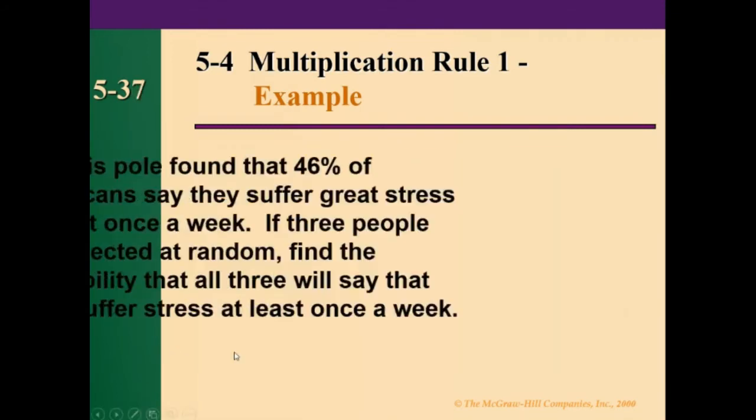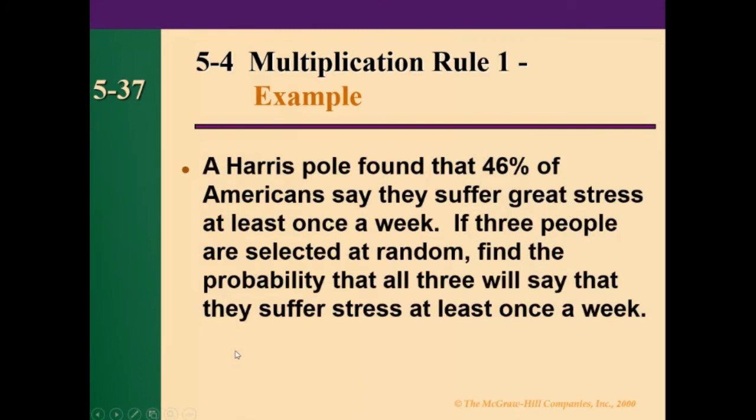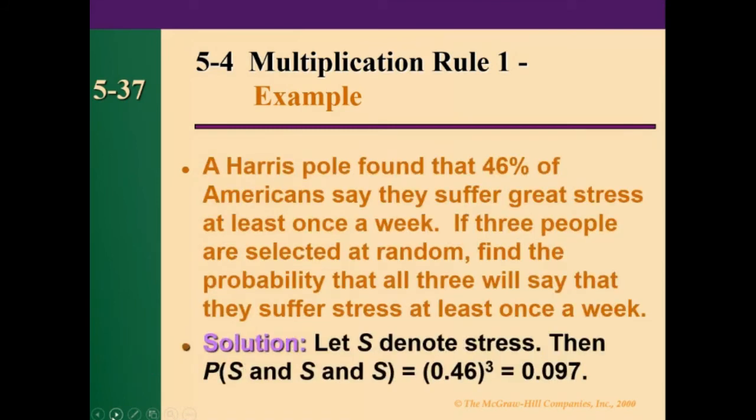So, ayun. A Harris poll found that 46% of Americans say they suffer great stress at least once a week. If three people are selected at random, find the probability that all three will say that they suffer stress at least once a week. Ayan. So, yung 46% class is 0.46. So, itatimes mo lang siya sa sarili. Tatlo. 0.46 times 0.46 times 0.46 or 0.46 raised to 3. That's approximately equal to 0.097.